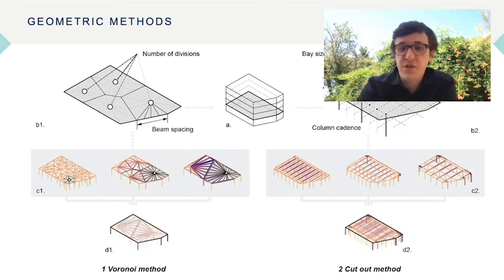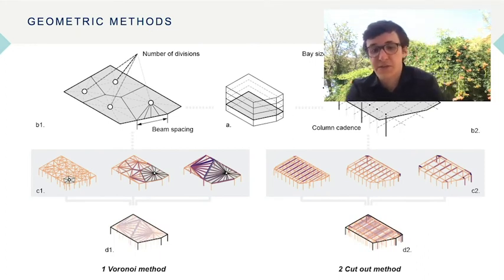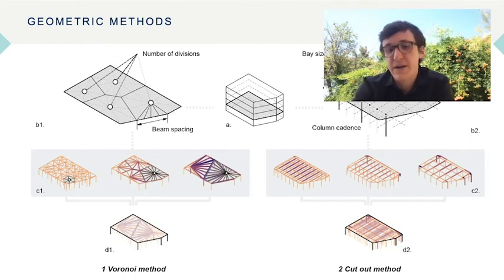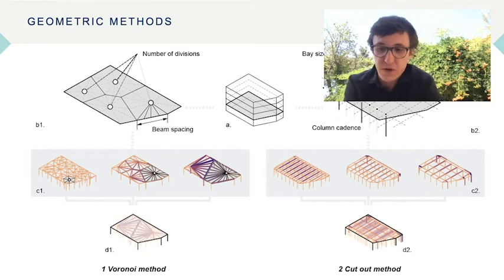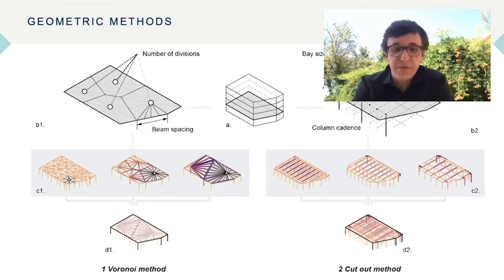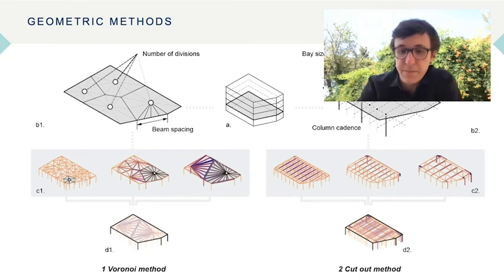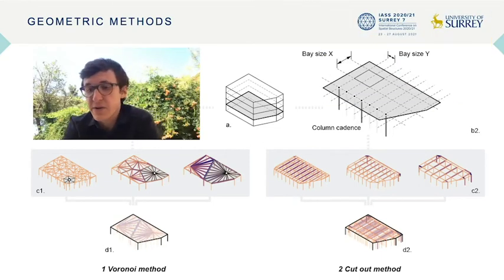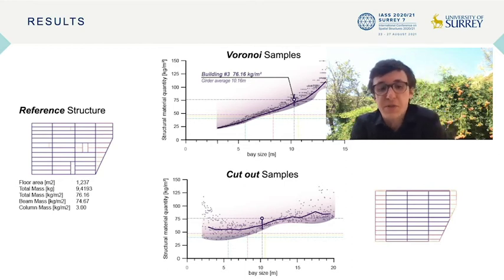For the geometric generation of a beam layout, we proposed 2 generative methods, the Voronoi method and the cutout method. As visualized, both methods produce quasi-optimal solutions that on average predict the weight of the structure. The Voronoi method subdivides a floor in equal areas, and the number of divisions, which defines the base size, and the beam spacing can be input parametrically. The cutout method creates a rectangular grid with variable base size in X and Y direction, as well as a differentiated column cadence. We create sample beam layouts with comparable spans with the Voronoi and cutout method.